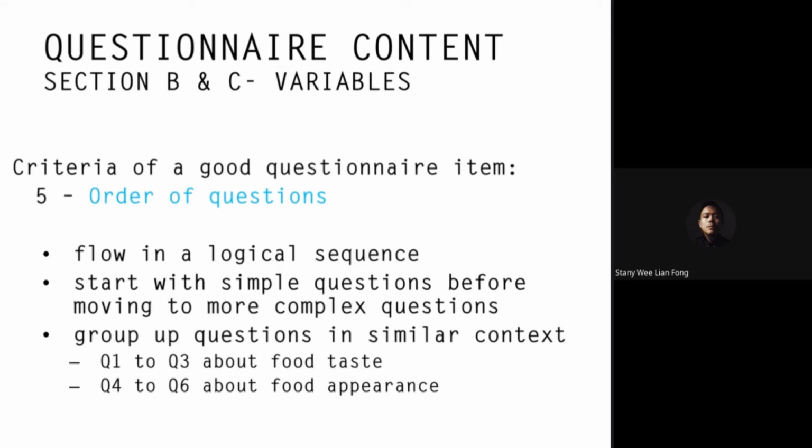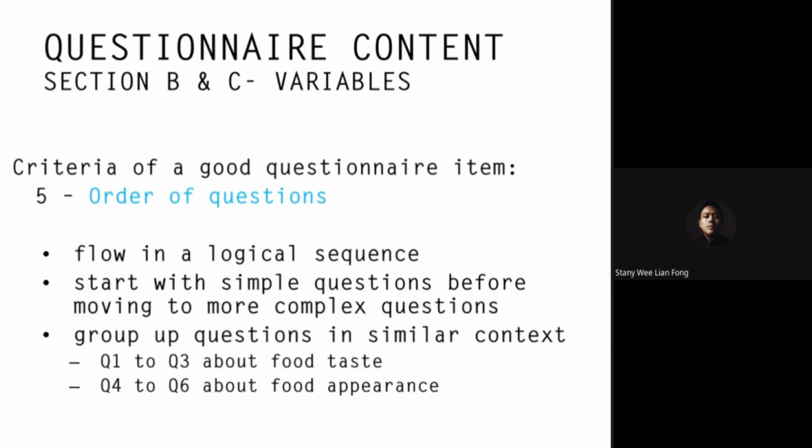Example, you have 6 questions to measure one variable. Questions 1 to 3 are about food taste. Group them up. Questions 4 to 6 are about food appearance. Group them up. Do not have mixed questions without an appropriate sequence. You will create confusion and irritation among the respondents.